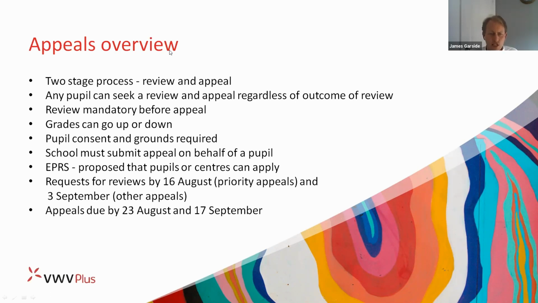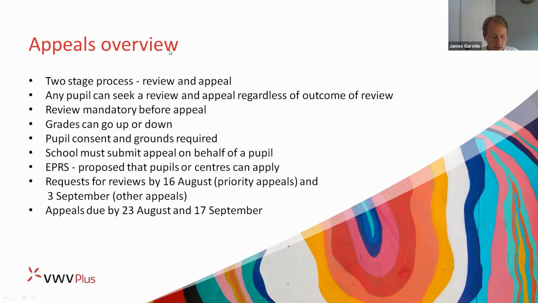We mentioned the key dates, so just a couple, which I'm sure are already firmly in your diaries, but requests for priority appeals reviews have to be made by the 16th of August. So that gives a fairly small window between the 10th and 16th of August. And a priority appeal is an appeal where a university place essentially hangs in the balance. Everything else is non-priority, and any review has to be requested by the 3rd of September.